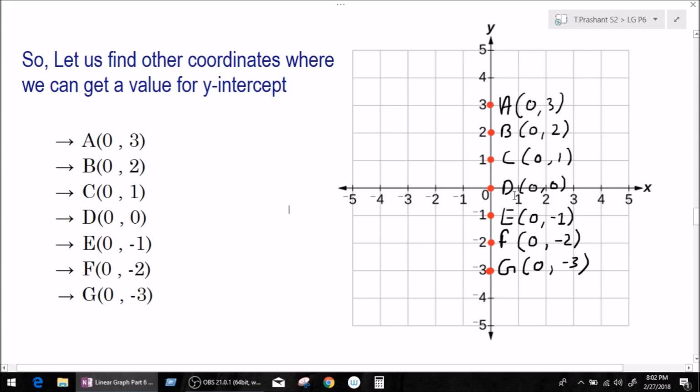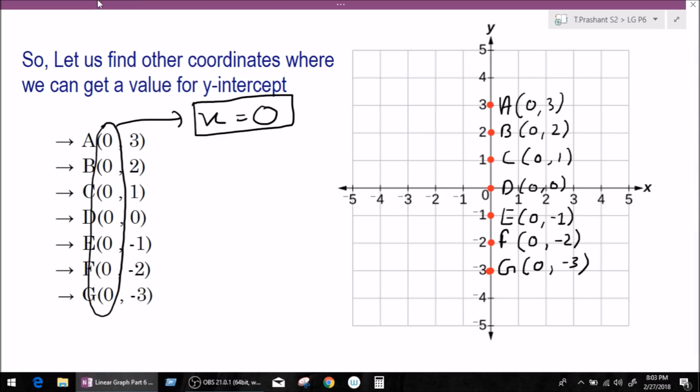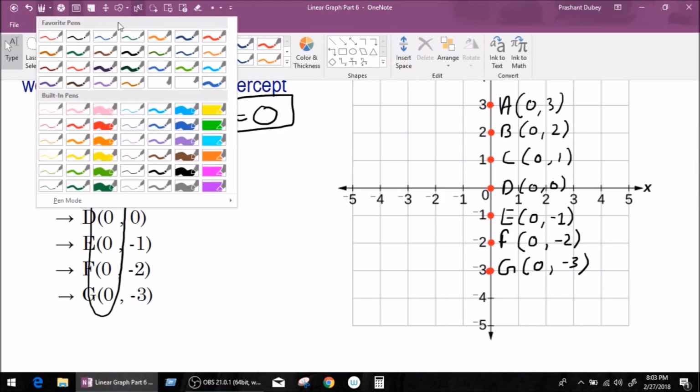So these are the locations of these points on the graph. Now how do these locations relate to the value for y-intercept? It's very simple, because at all these points the value of x is equal to 0. All these coordinates actually represent a common value of x, which is 0. Now what is this x equals 0? Let's join all these points with the help of a straight line and see what happens.